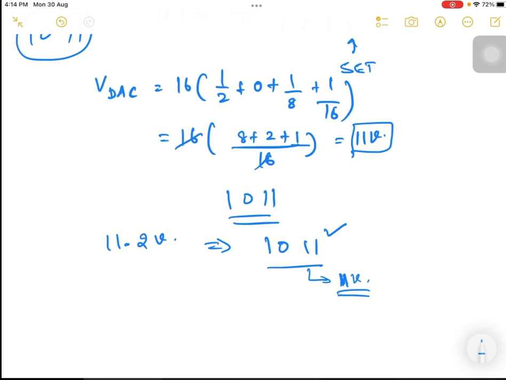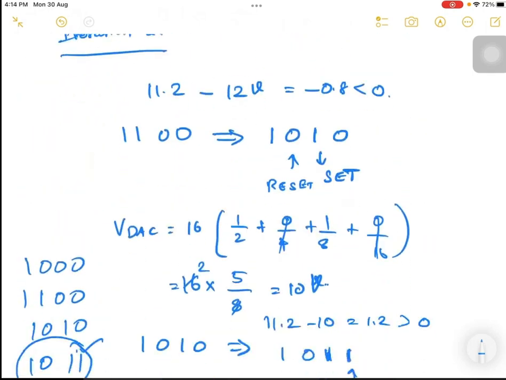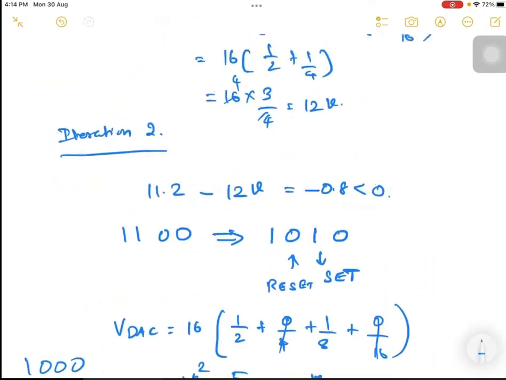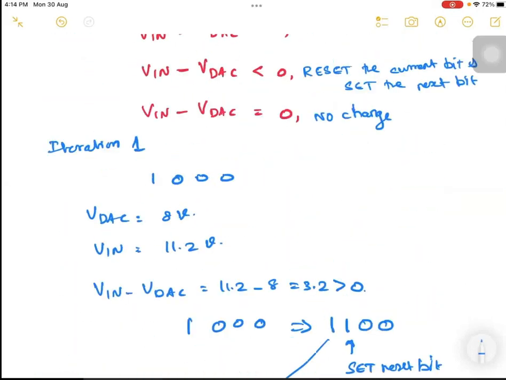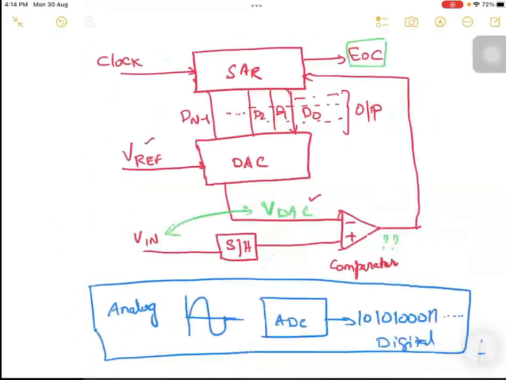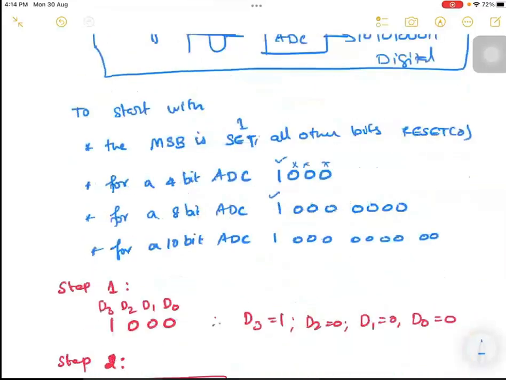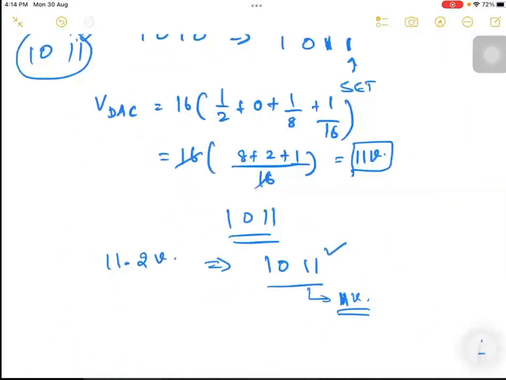So now, any doubts so far? Then I will go with 8-bit. 8-bit is slightly longer, and the same thing we will continue for the 8-bit. Any doubts, students, so far? So this is the circuitry, and this is the 4-bit ADC. Okay, now we will go with the 8-bit ADC.